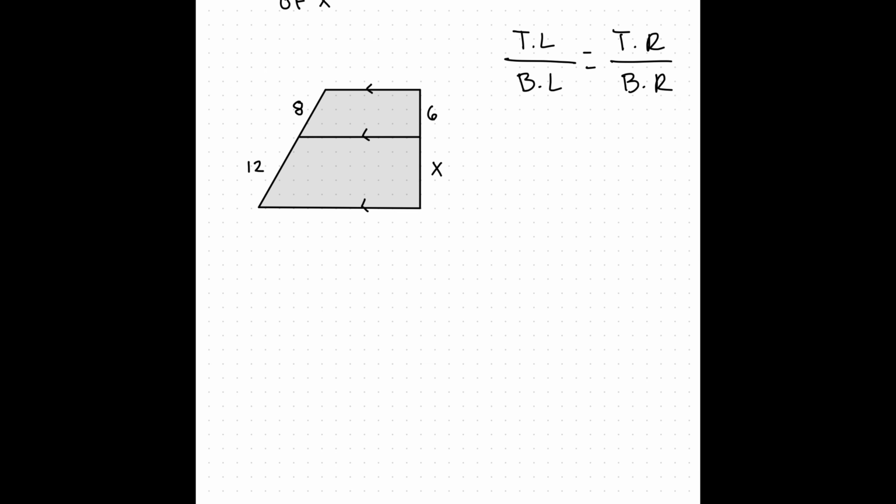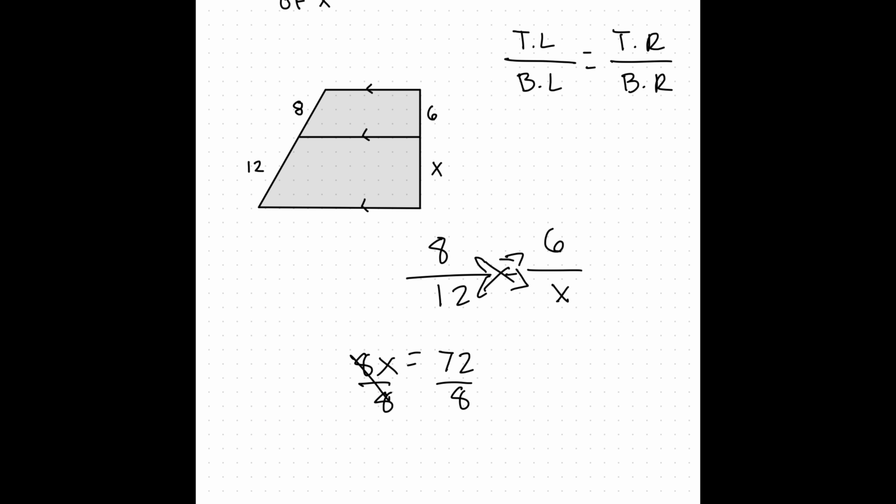Let's plug them in. 8 from the top is divided by 12 is equal to 6 divided by our portion, what's missing, x. So you just cross multiply them like this. So 8 times x is 8x is equal to 12 times 6, which is 72. And since with 8x you're technically multiplying, you want to divide 8 on both sides to cancel that out. So x is equal to 9.